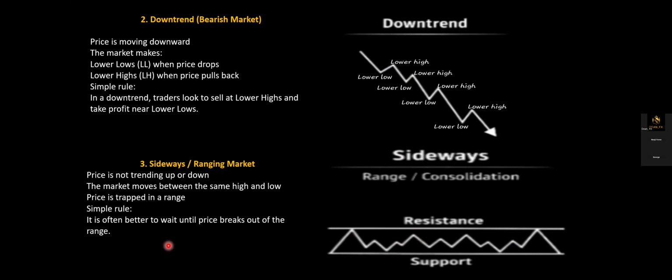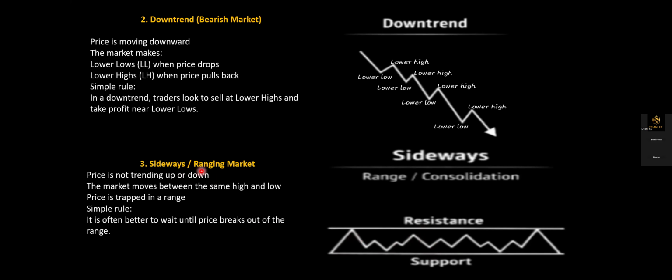Support is a point where price is supported. Resistance is a price zone where price is resisted from passing. So when price comes to resistance, it is resisted and goes back to the support. Price goes to the resistance, support, resistance, support. In short, price is consolidating. That's a ranging market or a sideways market.